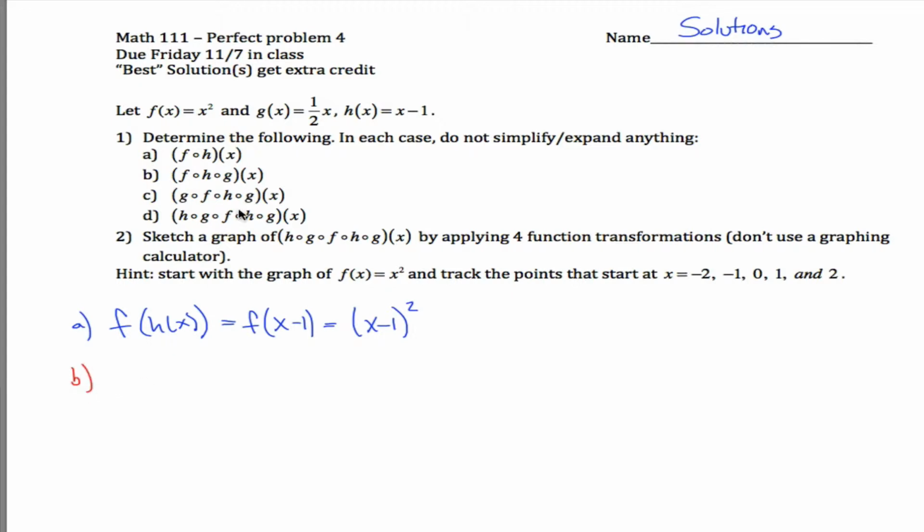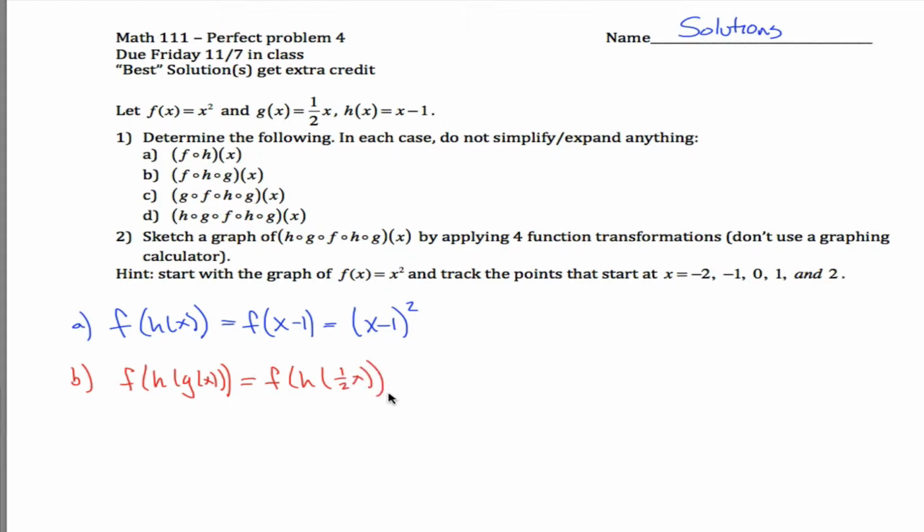For B, there's a couple options on how you do it. Essentially what it's asking you to figure out is what is f of h of g of x. So you could work from the outside in. You could say f of h of x is this thing right here. So f of h of g of x is just f of h of, I know g of x is 1/2 x.